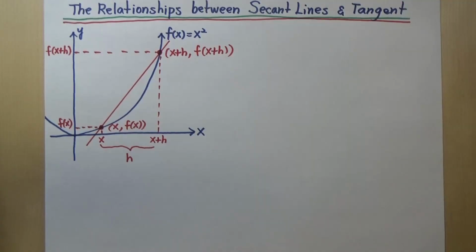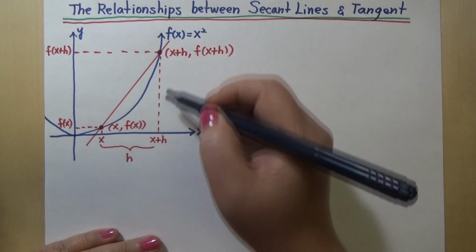And also I use a very easy function, which is f of x is equal to x squared, the parent function of quadratic functions. That will help you to understand the concept of this lesson better. So, let's practice! Okay, so now I'm going to explain to you the relationships between secant lines and tangent. So first of all, we have to understand this graph.